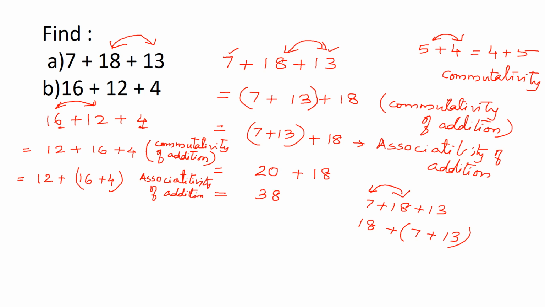Are you following, children? Yes. So what do you get? This is equal to 12 plus 20, that is equal to 32. Addition becomes easier for you. Okay, I hope you have understood this.